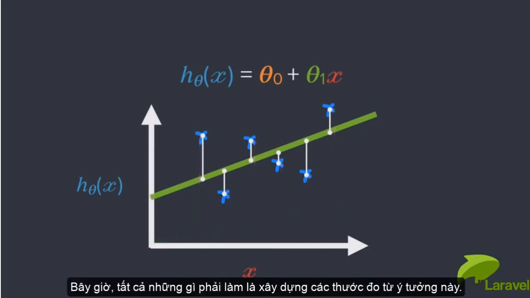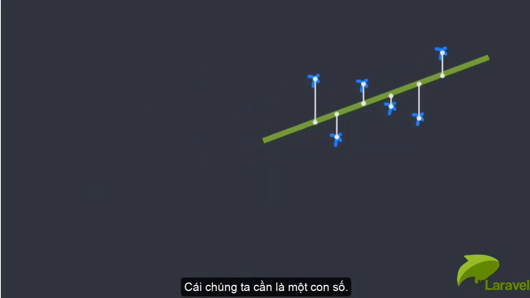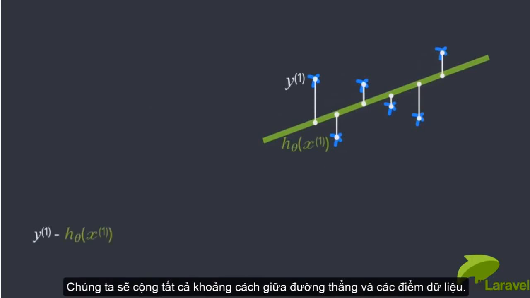Now all we have to do is construct some sort of metric from that. What we need is a single number. And in this case, the number is going to look like this. What we're going to do is we're going to add up all the differences between the line and the data points.